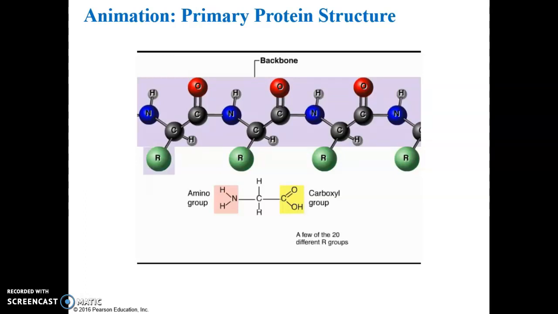It is the R group, which projects out from the backbone, that makes each of the 20 kinds of amino acids unique. Different amino acids have different properties that affect the folding of a protein. Thus, primary structure ultimately determines the shape of a protein, which determines its function. Okay, so primary protein structure, the unique sequence of amino acids.